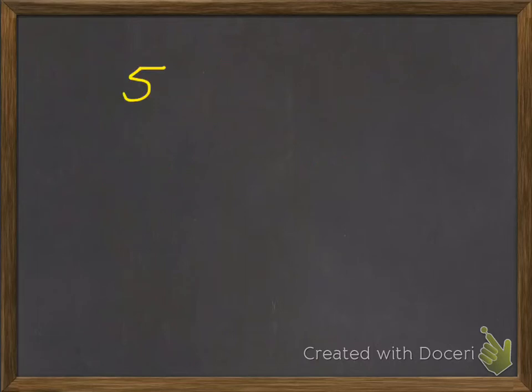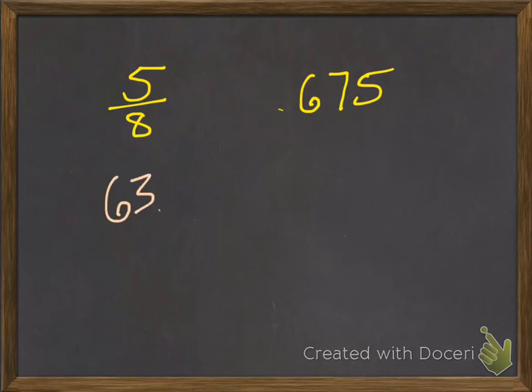Let's take a look at another example. 5/8, and let's compare that to the decimal of 675 thousandths. Why don't you pause the video and see if you can get the same answer as I do. So when I change this 5/8 into a decimal, I type into my calculator 5 divided by 8, and that's going to give me a decimal of 635 thousandths, and I want to put that into a percentage, so that's going to give me 63.5%.